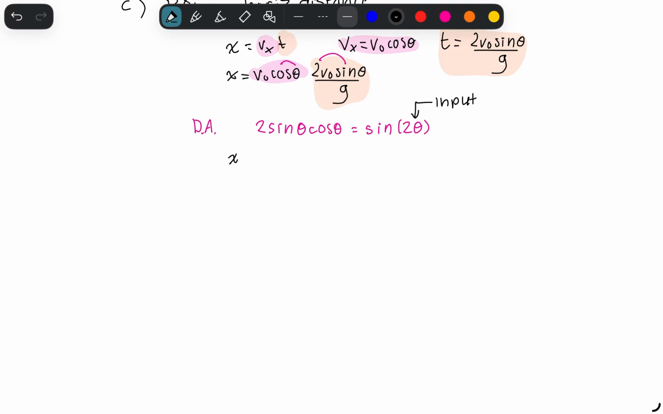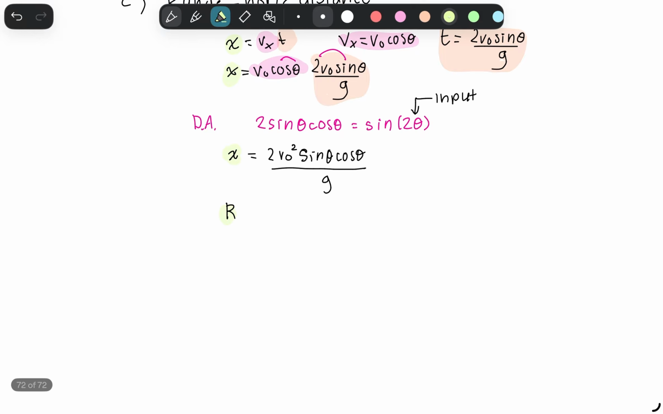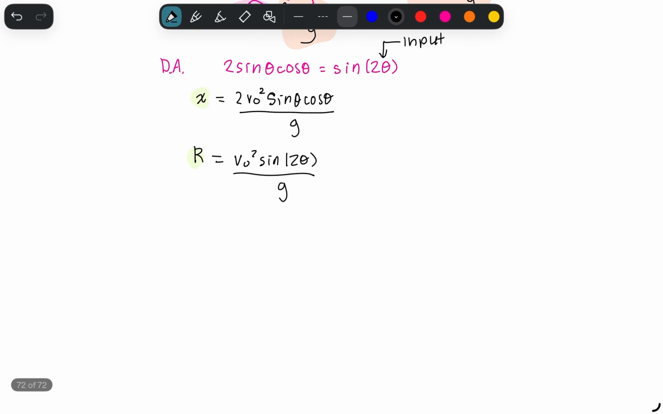So then we can rewrite this as x is equal to 2v initial squared sine theta cosine theta over g. And then we plug in with that form. So now our final range formula, x is going to be our horizontal distance, right? So these all are going to mean the same thing. This is going to be equal to v initial squared sine times 2 the angle theta divided by g. So this is going to be on planet Earth, though.